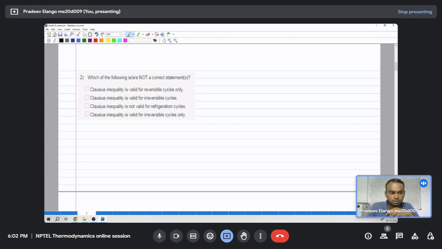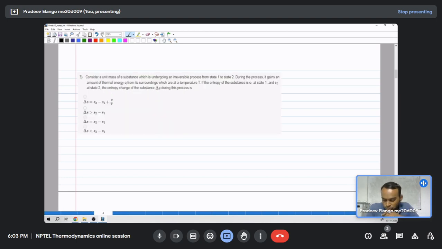Which of the following is or are not correct statements? First, Clausius inequality is valid for reversible cycles only. That is not correct because it is valid for irreversible cycles also. Clausius inequality is valid for irreversible cycles, so that is true, and we are asked for the not correct ones. And Clausius inequality is not valid for refrigeration cycle, that is false because it is valid for refrigeration cycles as well. And Clausius inequality is valid for irreversible cycles only, that is also not correct because it is valid for both reversible and irreversible cycles.